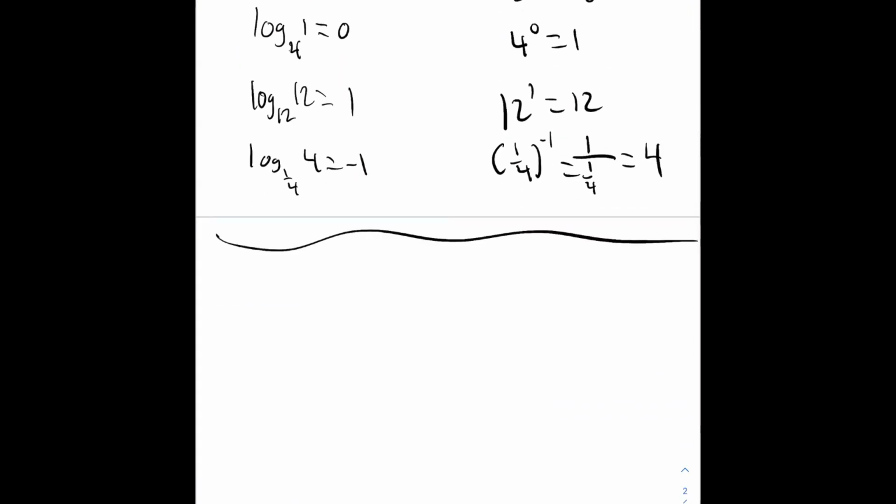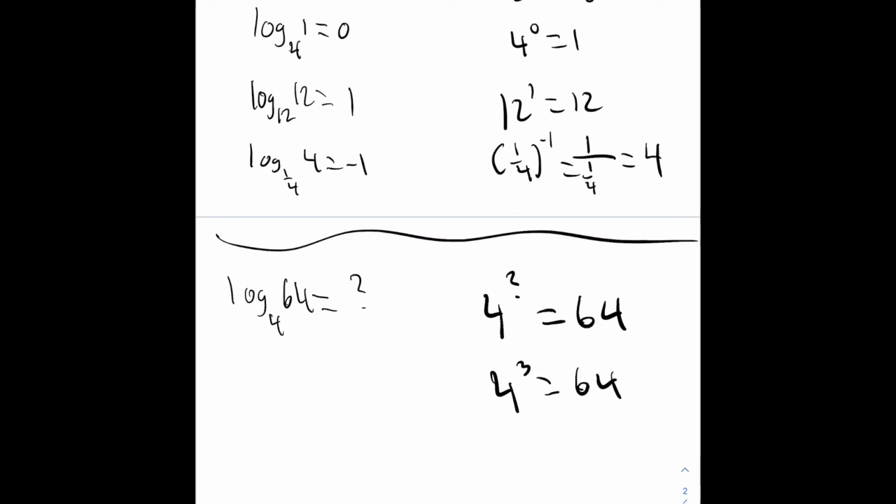Slightly different. Let's say I want to find log base 4 of 64. What does that equal? Well, I'm going to think about what power of b gives you y. So I'm going to translate it and say 4 to what power is going to give me 64. Well, I know that 4 to the third is 64. Therefore, the answer to log base 4 of 64 equals 3. Again, this is what we were trying to figure out.